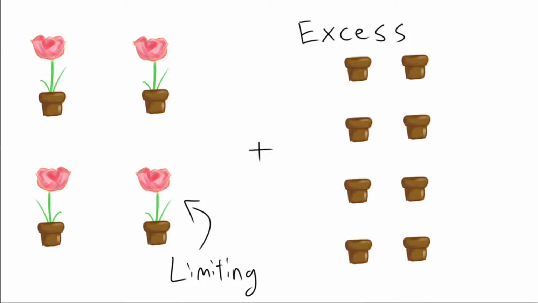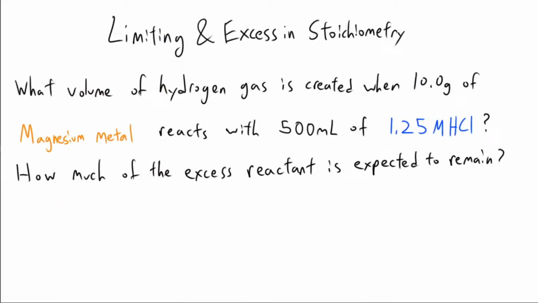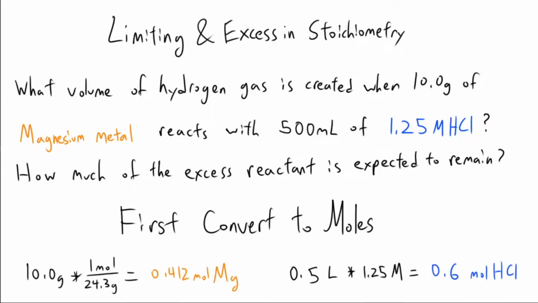This example extends over to our reactions as well. It can be a little more complicated to visualize, though, as everything is measured in moles, not amounts of flowers or pots. In this example, we have 10 grams of magnesium metal and 500 milliliters of HCl. How can we find out how much hydrogen gas is made? And how can we determine which reactant is limiting and excess?